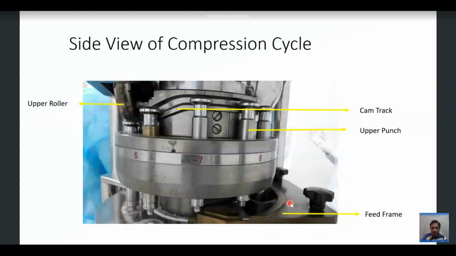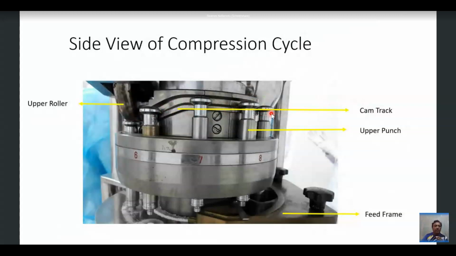And this is the feed frame. The main purpose of the feed frame is to hold the granules in firm position. Here are the upper punches, and there is a track where you can see the movement of the upper punches. Here it is coming down, coming under the roller, and moving back. So the punches are guided by this track. This track is known as the cam track. The main purpose of cam tracks is to guide the movement of the punches.